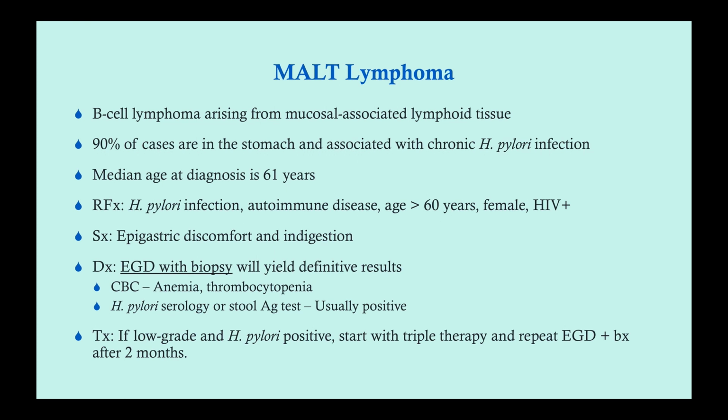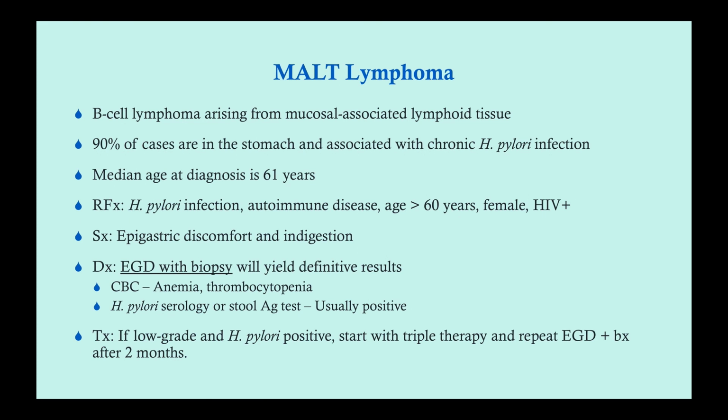Symptoms include epigastric discomfort and indigestion, pretty nonspecific. So anytime you have a patient with protracted epigastric discomfort and indigestion that doesn't go away with your classic treatments like antacids and trying a gluten-free diet, you should get an EGD, get biopsies, and that's going to yield your definitive results. You should get a CBC on patients who have long-term GI symptoms.